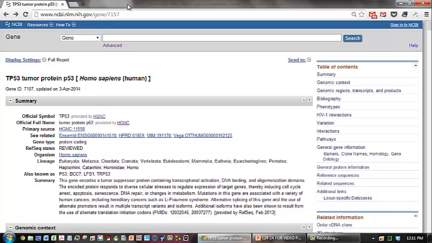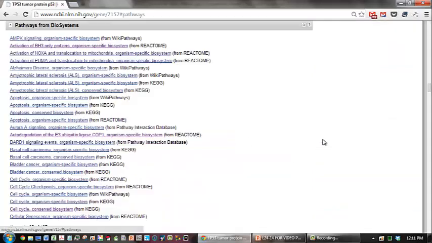Now that we've learned a little bit about gene function as an individual protein or gene, we'd like to look at gene function in terms of larger context and other proteins. And for that, we're going to look at pathway information. Here I'm back on the Entrez Gene P53 page. We're going to look at pathways, and here are a lot of pathways that P53 partakes in.